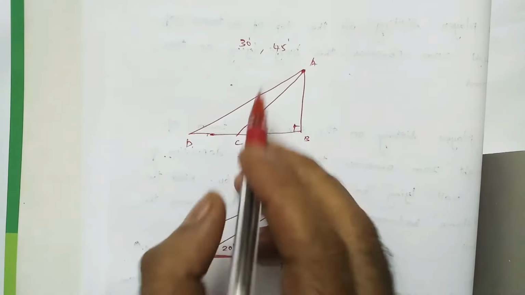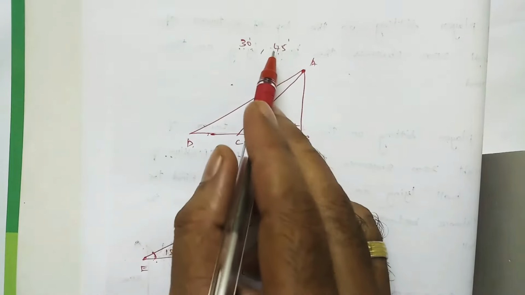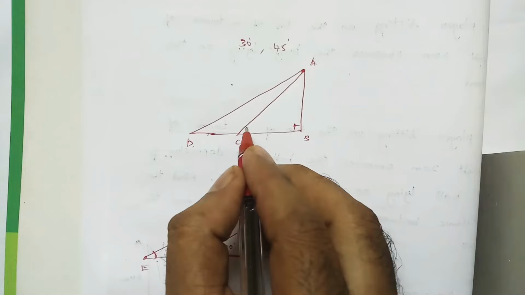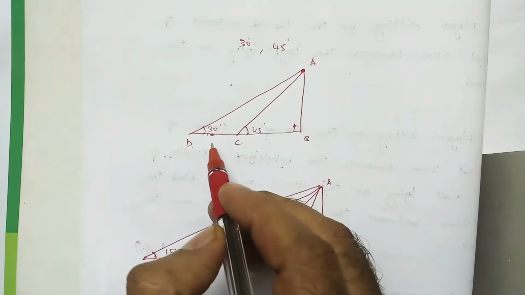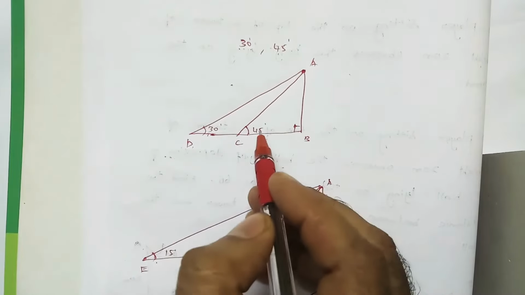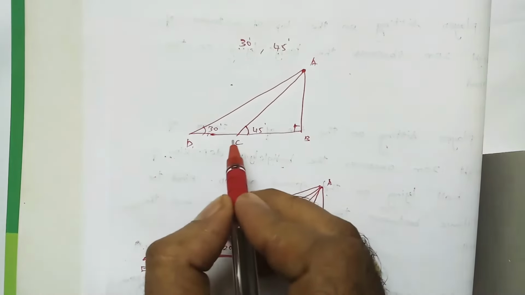See, we know that the biggest angle is always closer to the right angle. The bigger angle is always closer to the right angle. So angle C is 45 degrees and angle D is 30 degrees. That is very important. So while you are marking the angle, you have to be conscious. This is the angle of elevation.